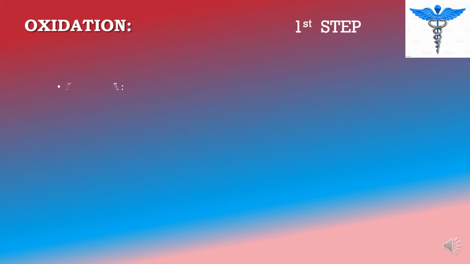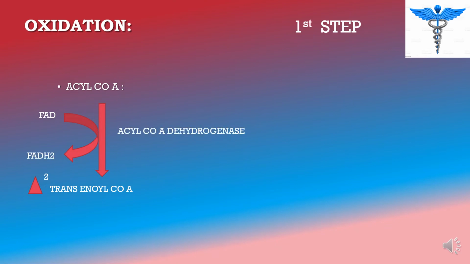Now we are going to discuss the first step in beta oxidation proper, and that is oxidation. In oxidation, acyl coenzyme A is converted into delta 2 trans-enoyl coenzyme A. FAD is reduced into FADH2 by an enzyme, acyl coenzyme A dehydrogenase. In this step, a double bond is formed between alpha and beta carbons.